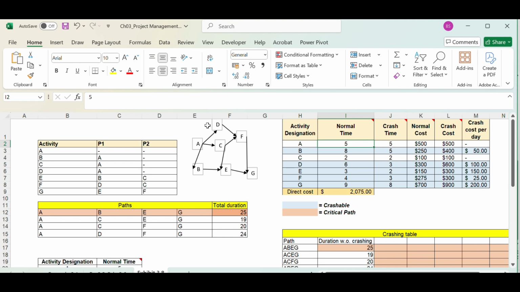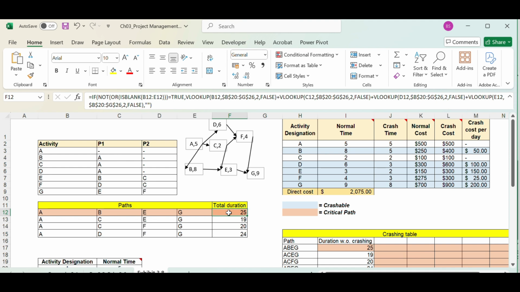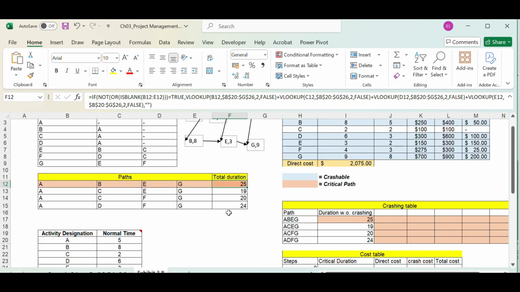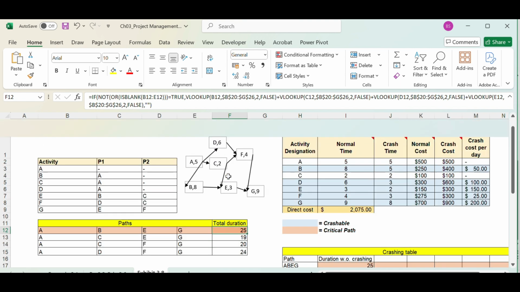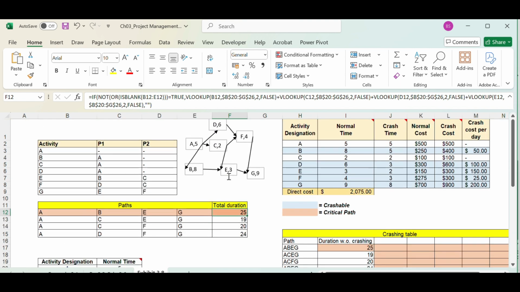So let's assign the normal time for each activity. Now adding up all these normal times for each path, you can see the total duration for each path. A, B, E, G will add up to 25. A, C, E, G will add up to 19. A, C, F, G will add up to 20. And A, D, F, G will add up to 24. So 25 is the critical path because it has the longest duration. It is the minimum time the project needs to complete, right?